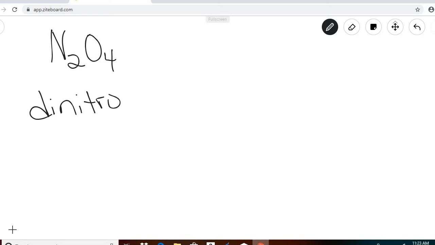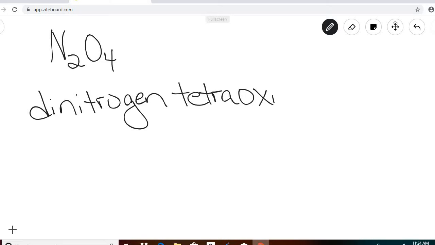Okay, next is N2O4. There are 2 nitrogens, so that's dinitrogen. And there are 4 oxygens, and the prefix for 4 is tetra, so tetraoxide. Okay, dinitrogen tetraoxide.